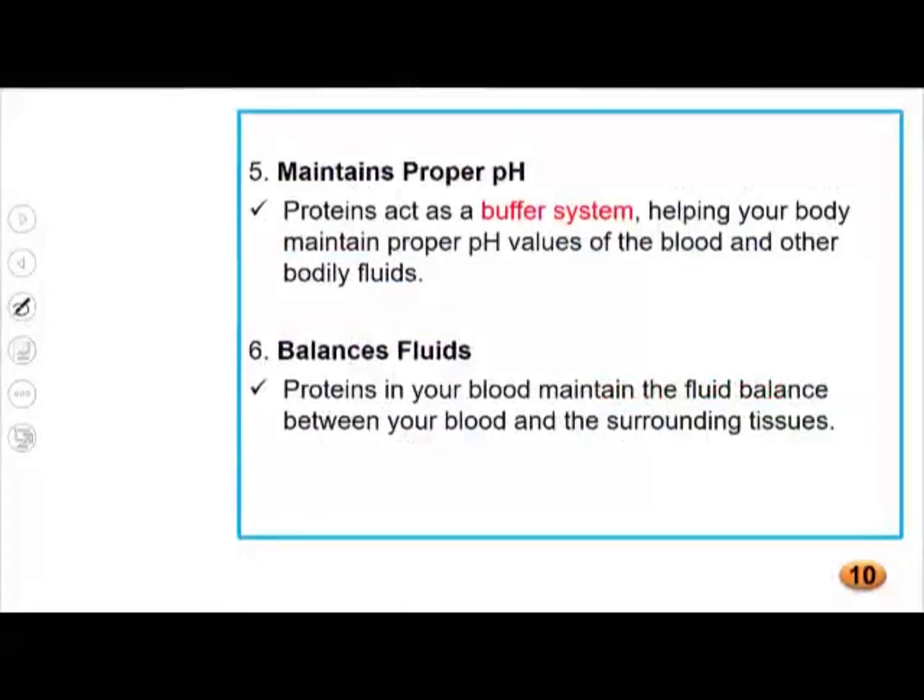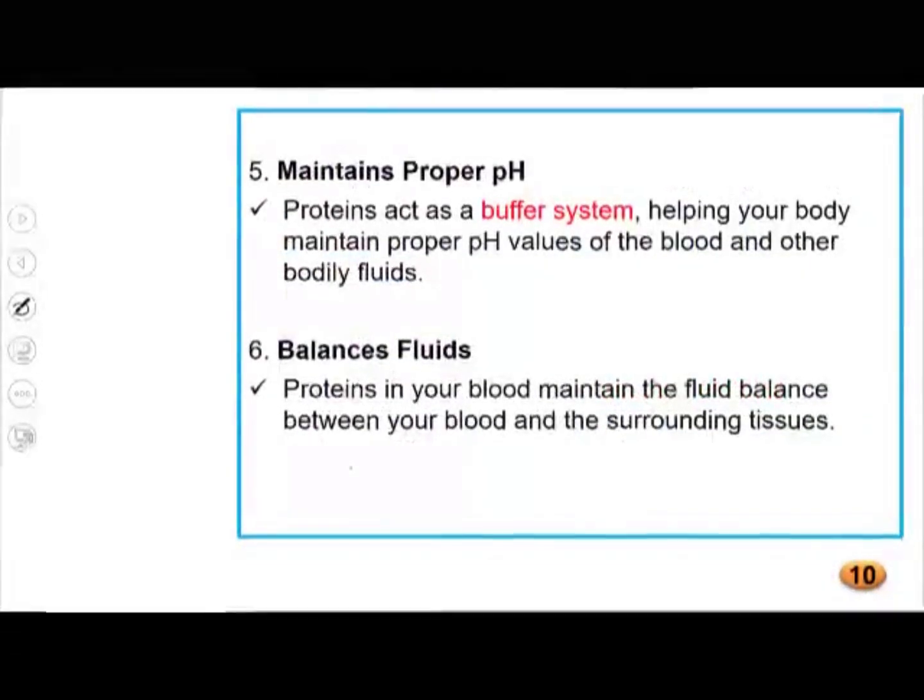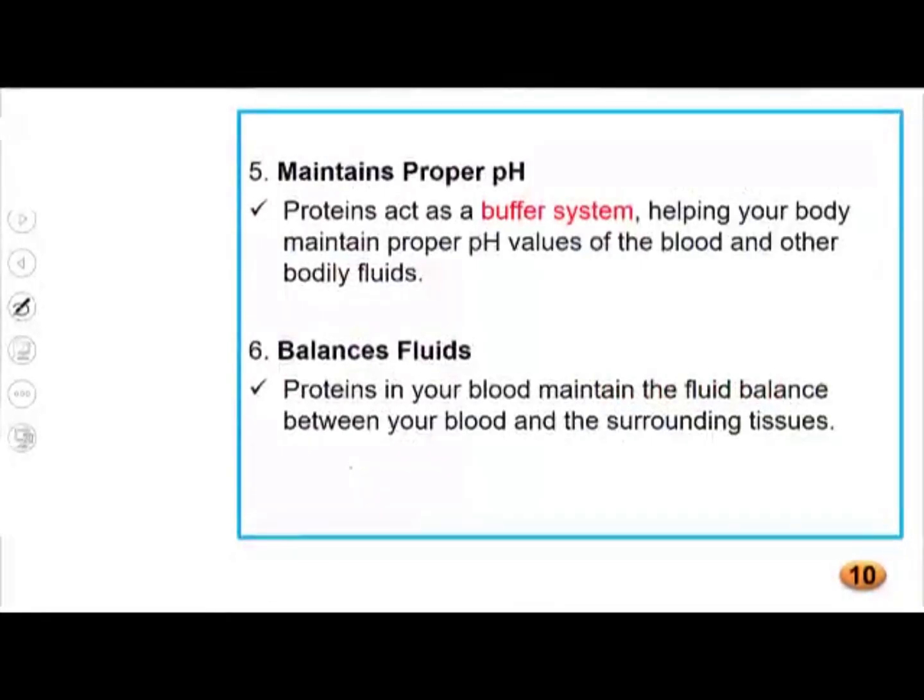The other function of protein is that it maintains proper pH. Here, protein acts as a buffer system.